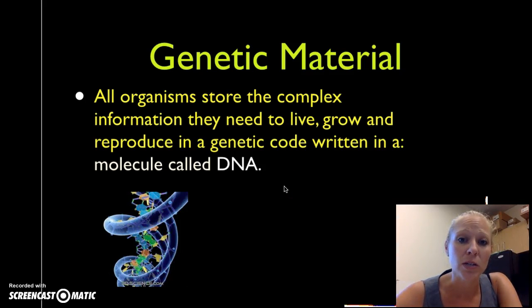And those are the characteristics of life. And in order to be considered alive, you must have all 8 of those characteristics.